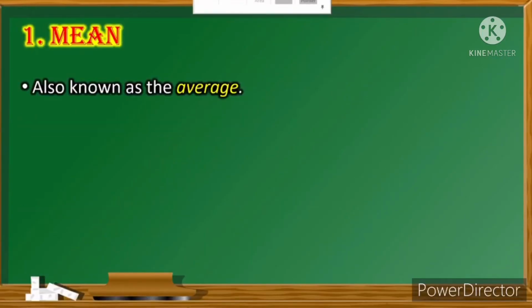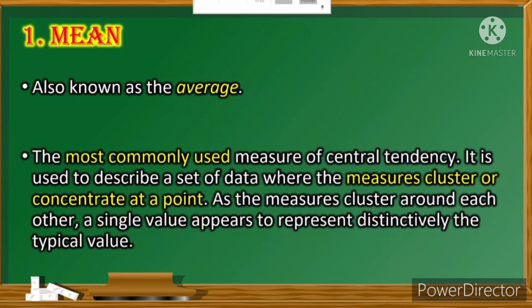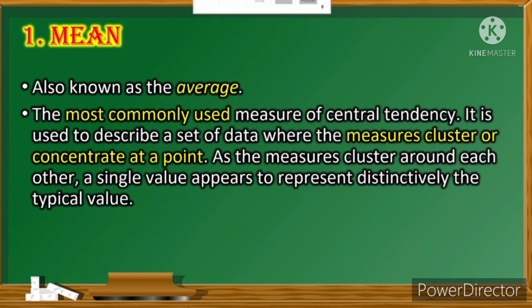Let's first discuss the mean. The mean is also known as the average. It is the most commonly used measure of central tendency. It is used to describe a set of data where the measures cluster or concentrate in a point. As the measures cluster around each other, a single value appears to represent distinctively the typical value.